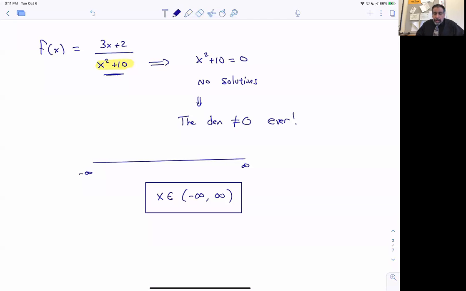One last thing about this, notice I never touch the numerator in any of these problems. The numerator is completely irrelevant. The answer will always come from the denominator. So regardless of what the numerator is, you don't have to work with it.